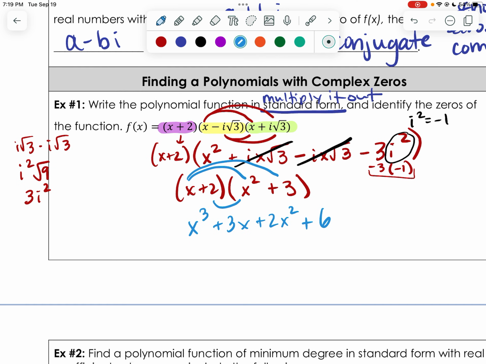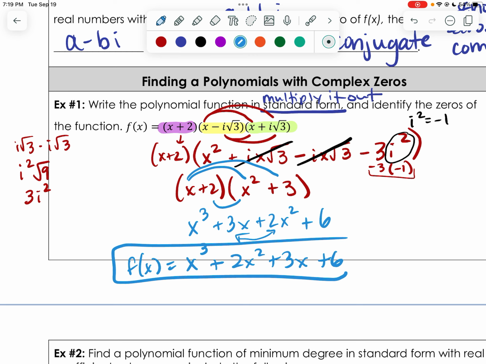Okay, so I can rewrite that so it's in standard form. I'm just going to flip-flop these two things. So that's x cubed plus 2x squared plus 3x plus 6. Okay, so that is taking the factored form and writing it in standard form. So again, just multiply it out.